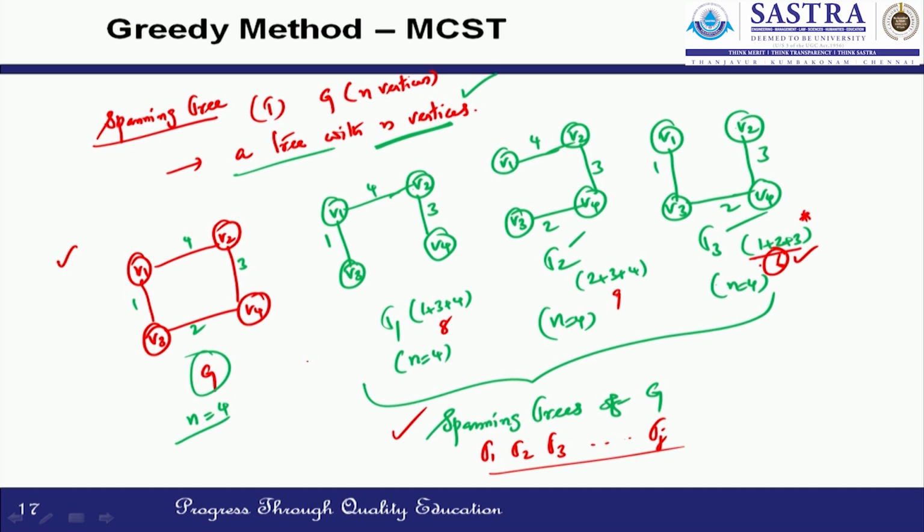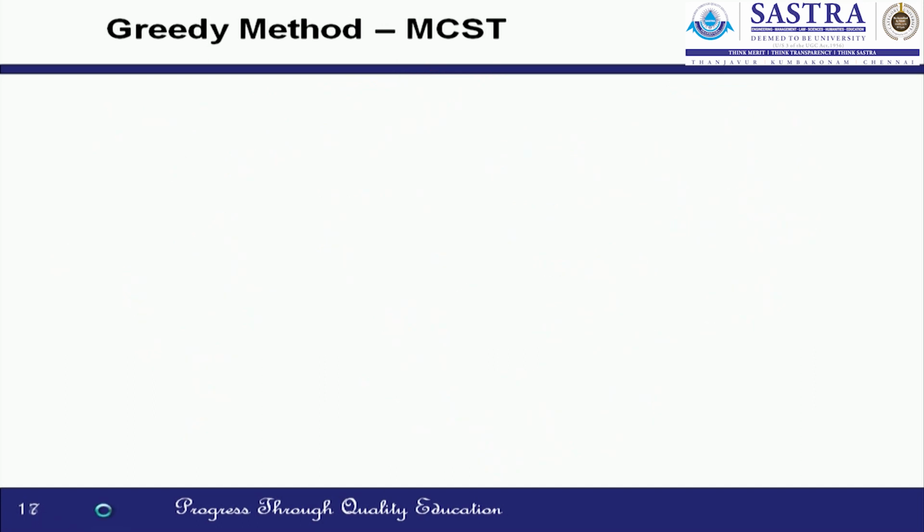So here, T1, T2, T3, right, the minimum cost is 6. So this results in the minimum cost spanning tree, because a minimum cost spanning tree is a spanning tree with a minimum cost. So we are going to define the term: what is MCST, minimum cost spanning tree.